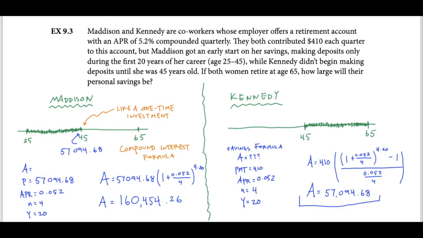So for the second 20 years, in Madison's context, specifically from age 45 to age 65, we'll be using the compound interest formula. Plugging the values in as necessary, we find that when she turns 65, she'll have $160,454.26. It's valuable to note that both Madison and Kennedy invested the exact same amount of money. So how did Madison end up with almost 3 times as much? Madison made her investments early, and so from age 45 to age 65, she didn't have to continue investing, but interest was still building or accruing on the balance that she had.